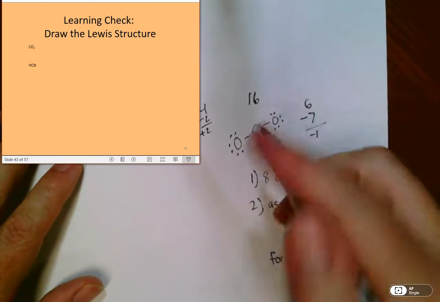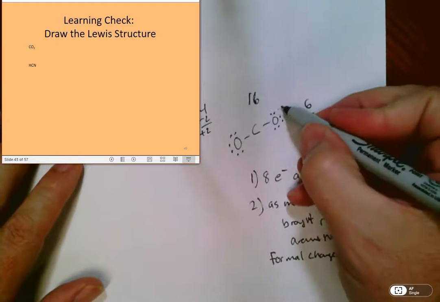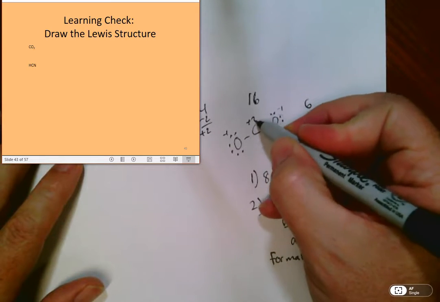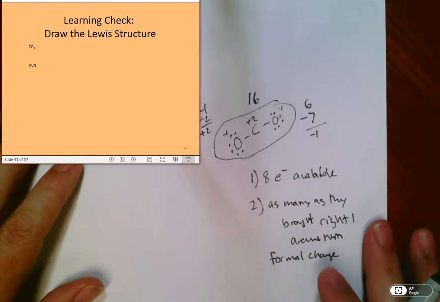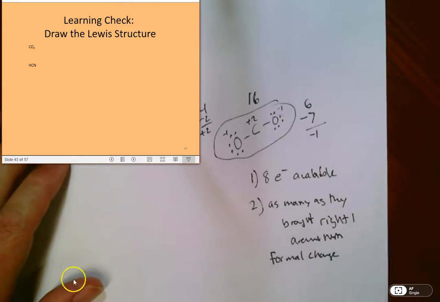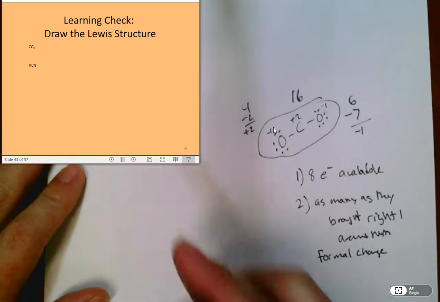So those formal charges, the negative one and the +2, are an indication that this compound is not correct. Okay? So, what can we do to fix it? Well, we can rearrange electron density, right?